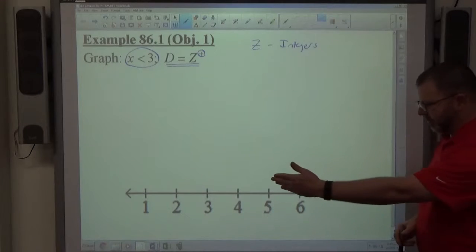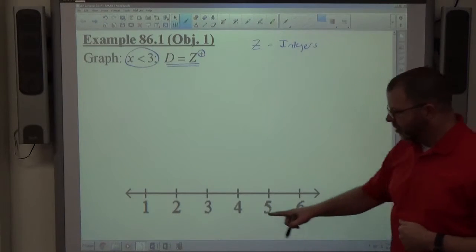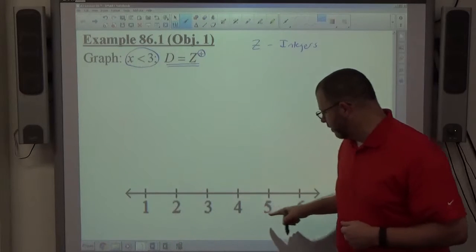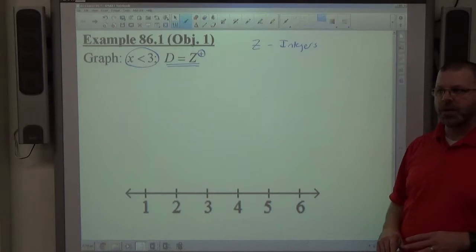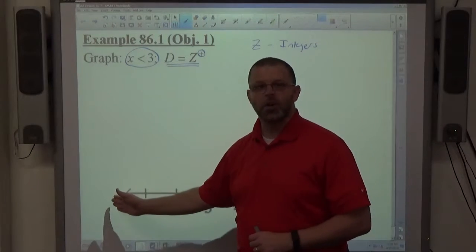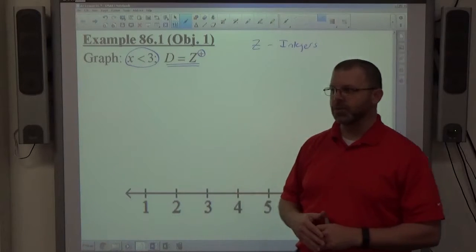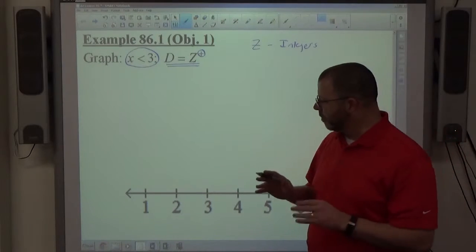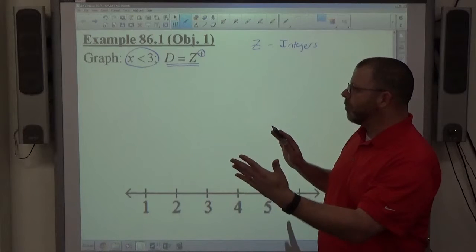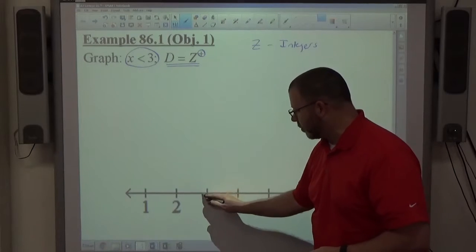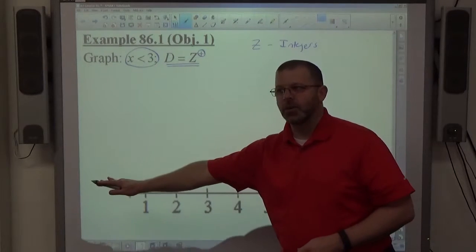So looking at this number line here, each number denoted here, 1, 2, 3, 4, 5, 6, those are all positive integers, right? The next number below 1 will be 0, which is not a positive integer. 0 is not positive or negative. Okay, so if you imagine all the numbers less than 3, that would be an open circle at 3, and we'd shade to the left, go forever.